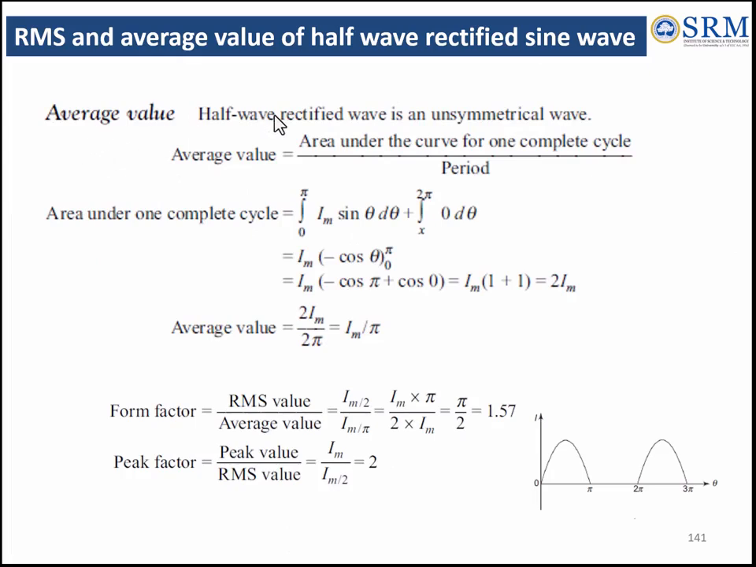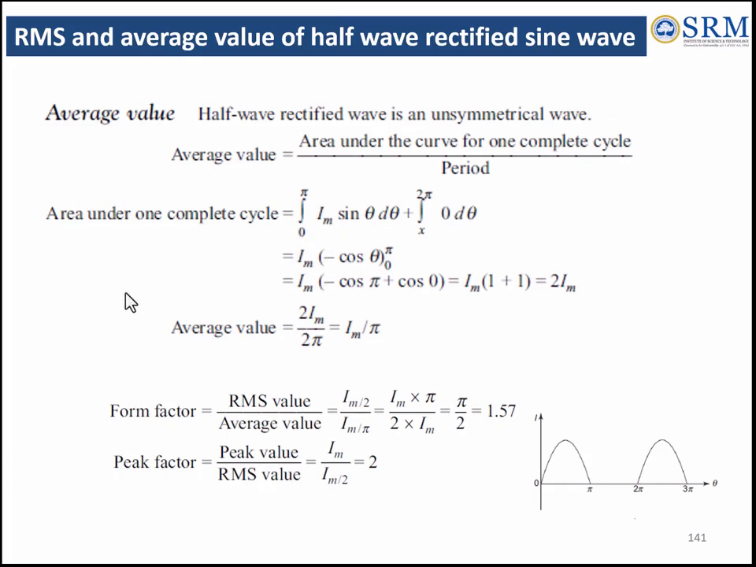So the average value of the half wave rectified wave, since it's an unsymmetrical wave, is nothing but the area under the curve for one complete cycle divided by the period. One complete cycle: from 0 to pi it has the instantaneous value Im sine theta d theta, but from pi to 2 pi the integral is 0. So we neglect the second term.